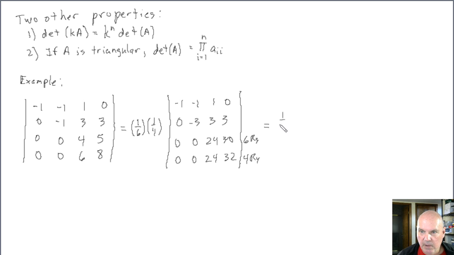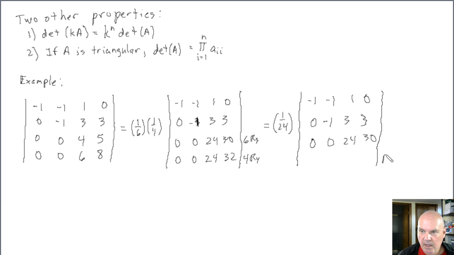So I'm going to combine that as 1 over 24, minus 1, minus 1, 1, 0, 0. I wrote down a minus 3 there, but that was an error. That should have been a minus 1. Then 3, 3, and I'll keep this row 24 and 30, and now I'll subtract row 3 from row 4. This doesn't change the determinant, but it gives me a 0 here.